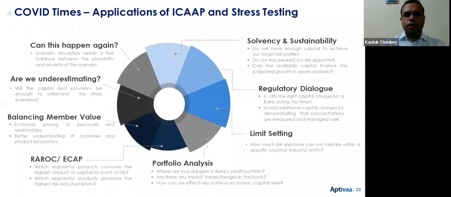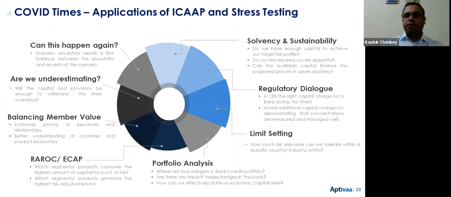Now, with this, we move to the final part in terms of the ICAAP and stress testing bit that we wanted to cover. These are certain challenges, in terms of questions, that we want to leave with the attendees and panel over here. The first question, which is also the other side of the application of ICAAP and stress testing, is solvency and sustainability. The first question that any organization needs to answer is: do we have enough capital to survive or to live in the target risk profile?